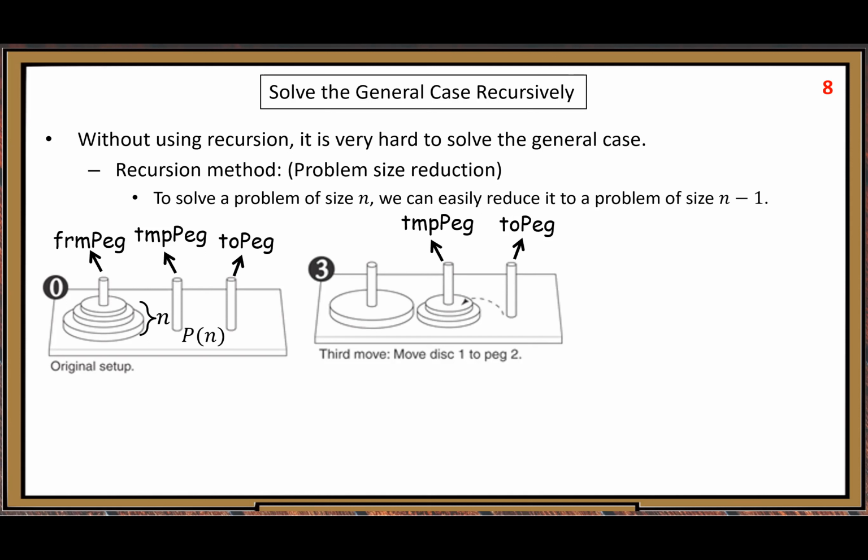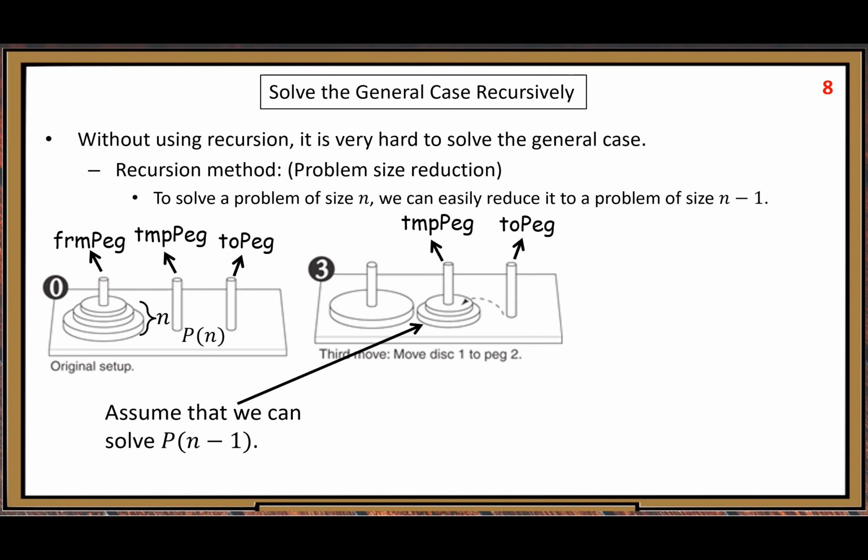Now, when we work on it, it is too complicated. But we can assume, because here we assume we can solve problem size n minus 1. We just apply the n minus 1 solution to move n minus 1 disks to a different, destination peg. This temp peg is used as the destination for n minus 1 disks, not pegs, disks.